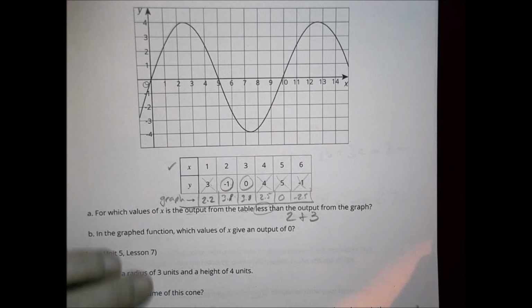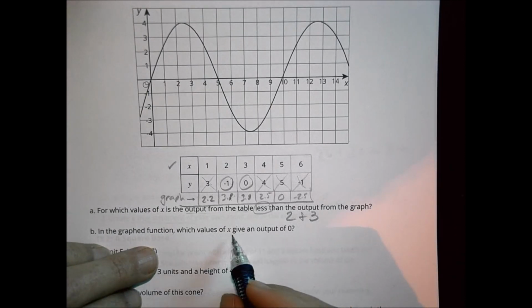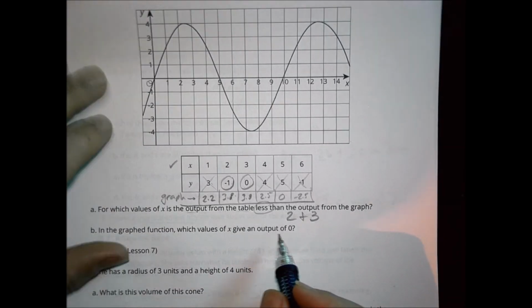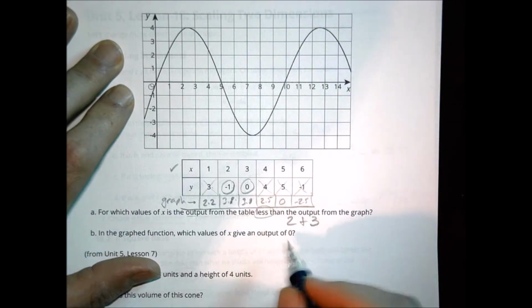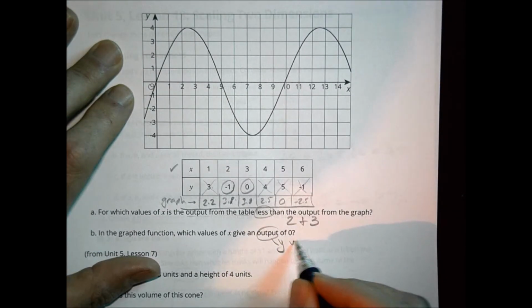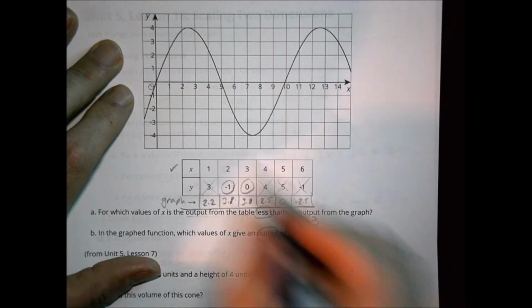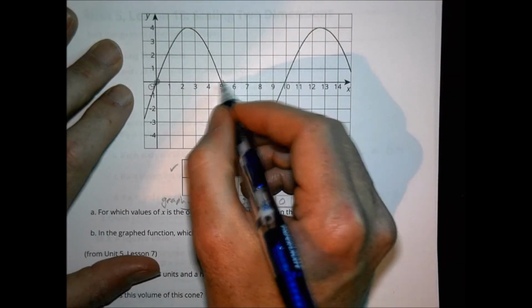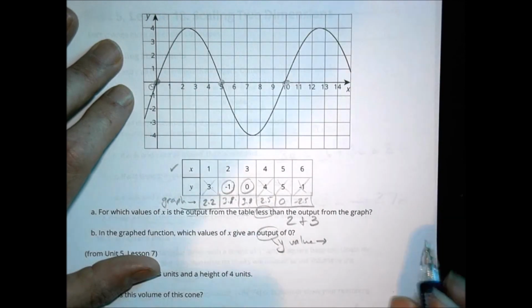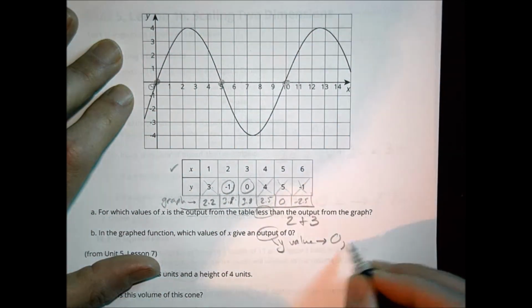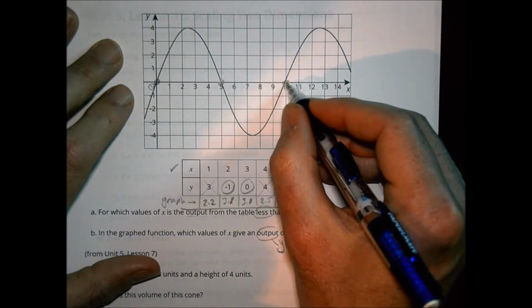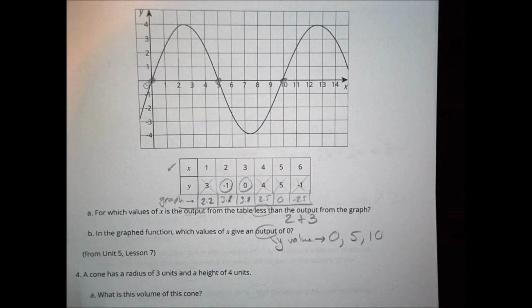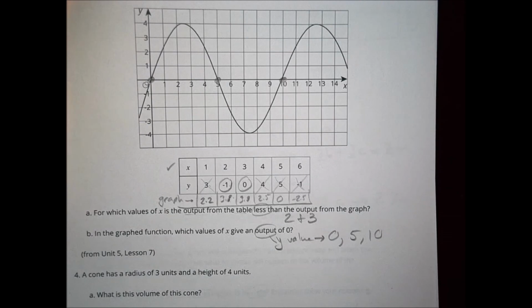In the graph function, which values of x give an output of 0? So where is the y value equal to 0? Our output is going to be our y value. So where is y equals 0? Here, here, and here. So where is that? It's when x equals 0, 5, and I'm going to say 10 because I think it probably should go through the 10. It may not be perfect. Maybe it's 9.9. I'm going to go ahead and say 10.